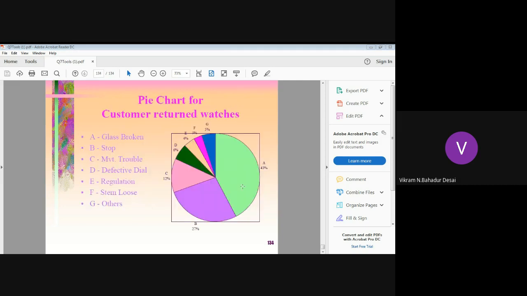Then the pie chart, which people know is usually used for categorical data. You can see that customers returned the watches. What are the reasons? A is glass broken, so the majority of the returned watches are because of glass broken. B is the second highest. Then movement trouble, defective dial regulation, all these things. Pie chart.